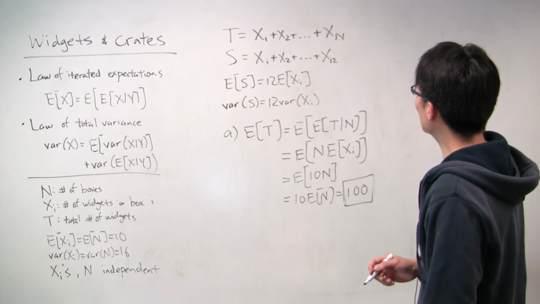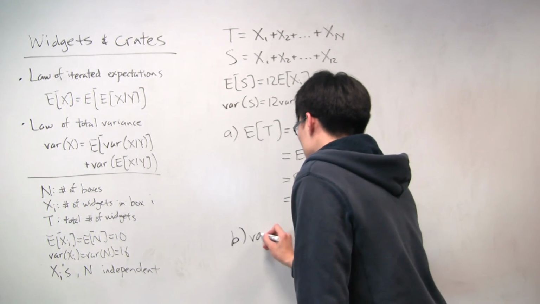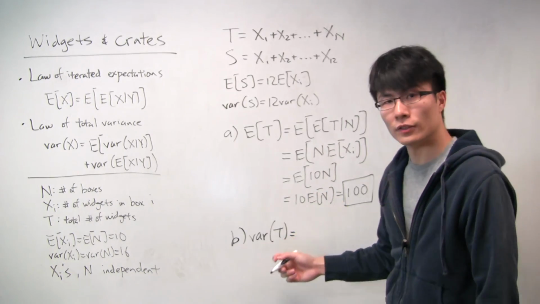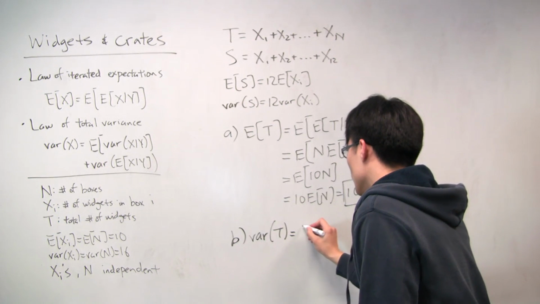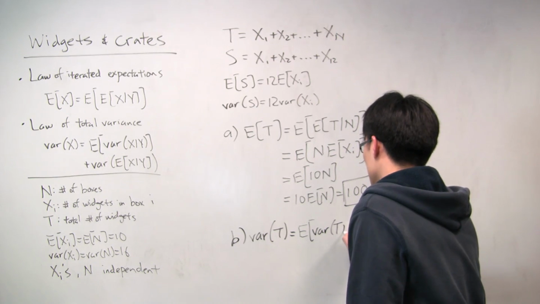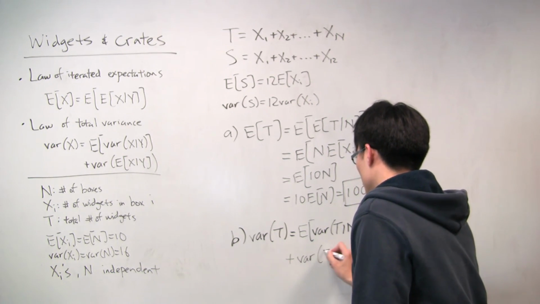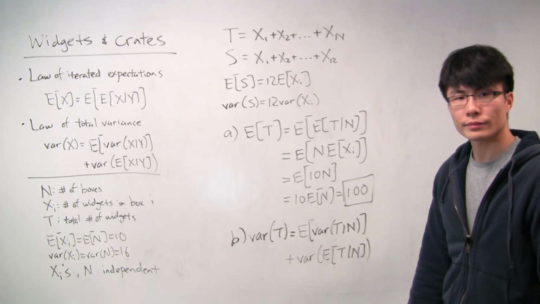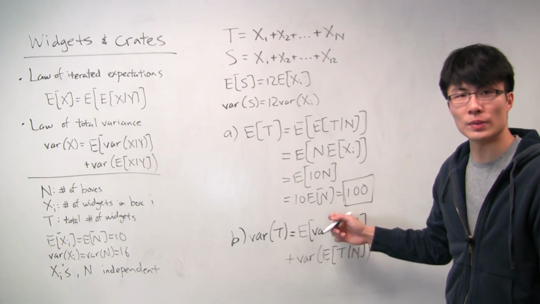All right. Okay, so that gives us the answer to the first part, the expectation of the total number of widgets. Now let's do the second part, which is the variance. Well, the variance will again use this idea of conditioning and splitting things up, and use the law of total variance. So the variance of t is going to be equal to the expectation of the conditional variance plus the variance of the conditional expectation. Okay, so what we really have to do now is just calculate what all these pieces are.